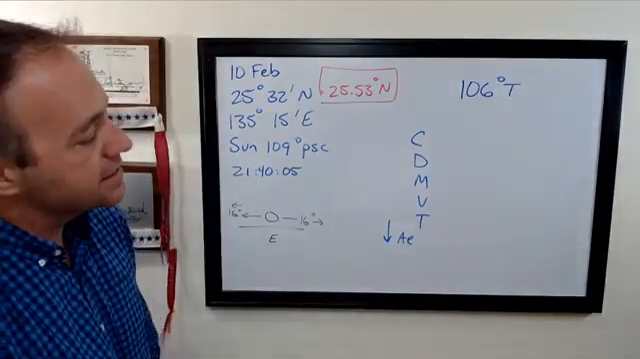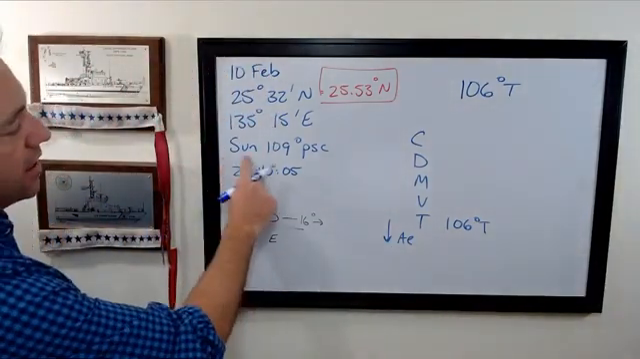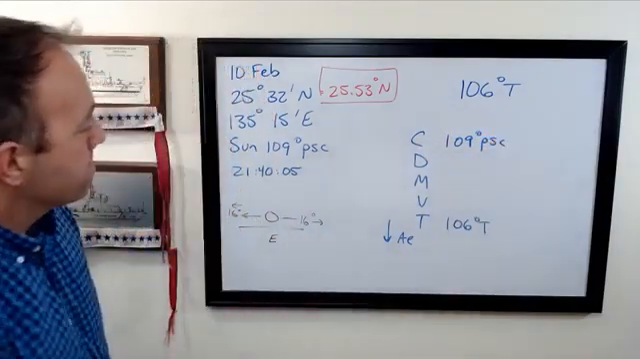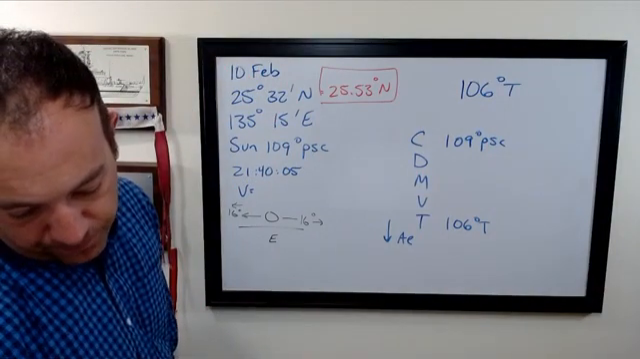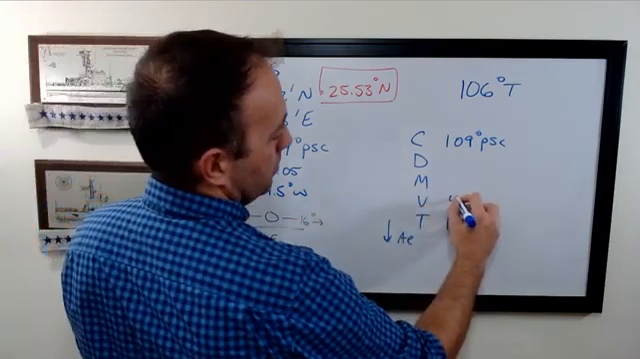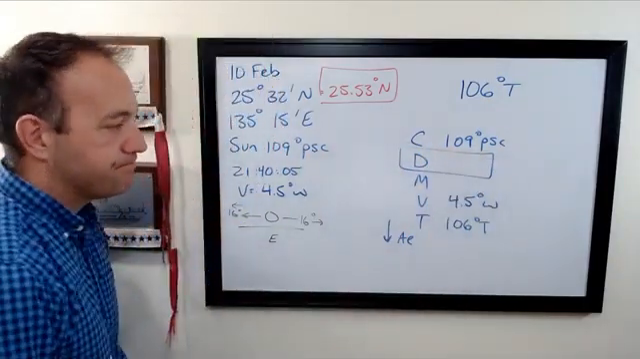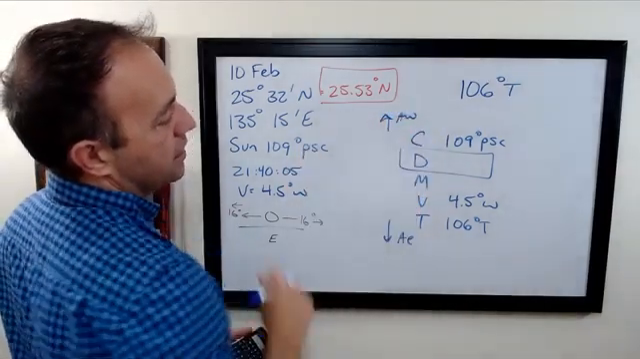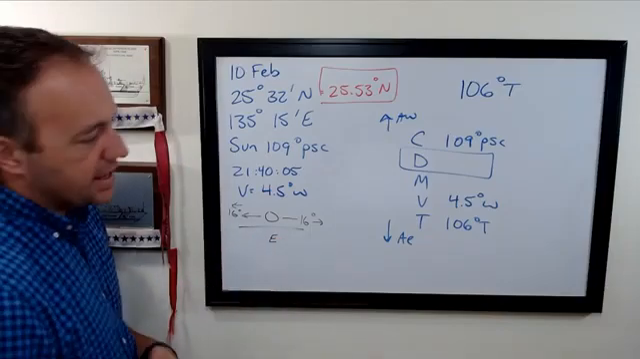We're going that way, we're going to add east. So 106 degrees true. Our compass course was 109 PSC. I think I forgot to write it down, but the variation was given in the problem as 4.5 west. All right, so we're looking for the deviation in the compass there. So if we're going this way, we're going to add west things. So 106 plus 4.5 gets you 110.5 degrees magnetic.